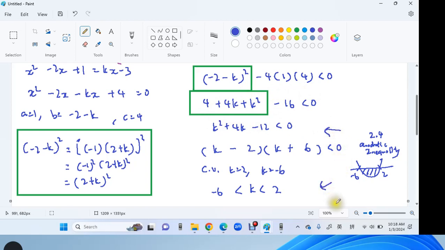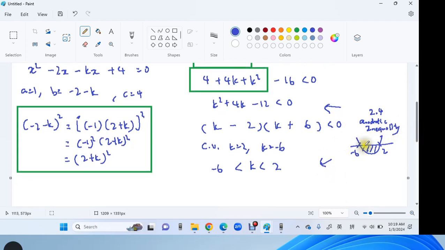Then we have something like this. Okay, so we still remember, if less than, that is between the two values. If greater than, then it is 大大小小: greater than the larger value, smaller than the smaller value.